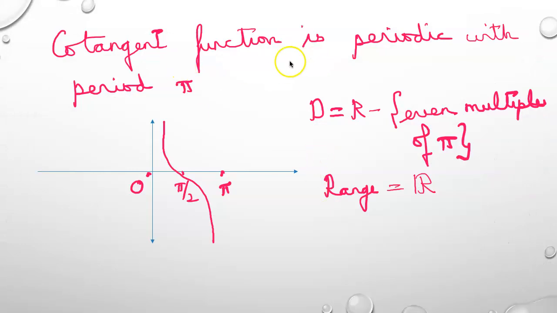The cotangent function or the cot function is periodic with period pi. This is the graph of the cot function. The domain is R minus even multiples of pi because cot at 0 is infinity, cot at pi is infinity, and the range is the set of real numbers.